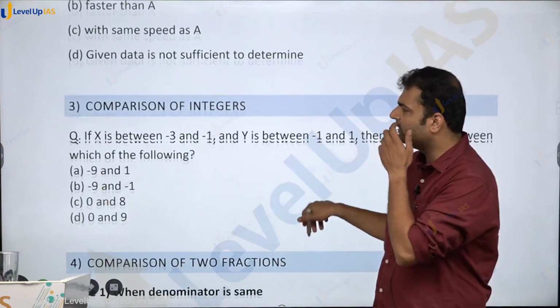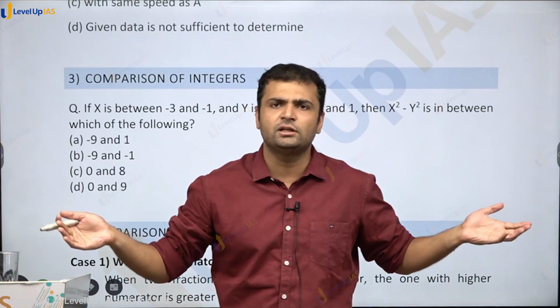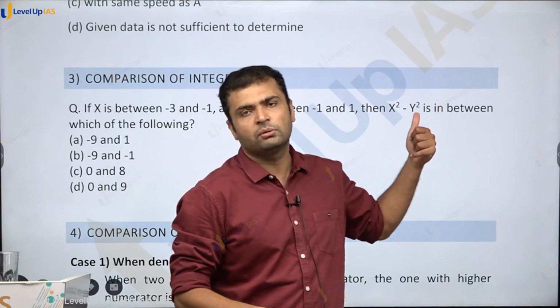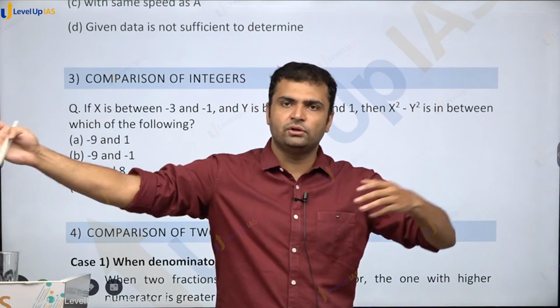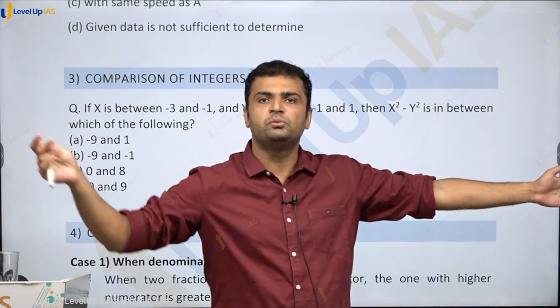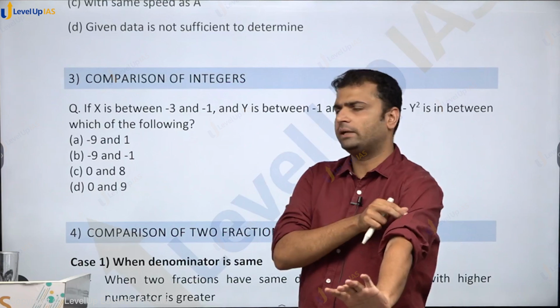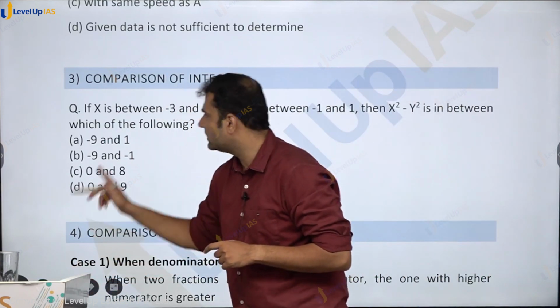Next is comparison of integers. Similar hai, काफी integers means only natural numbers are also included. Earlier we were talking about natural numbers. Now negative numbers are also included. Here we have 0, here we have negative, here we have positive. Numbers on the right are always bigger than numbers on the left. As simple as that. And here we will use the properties that we were studying.